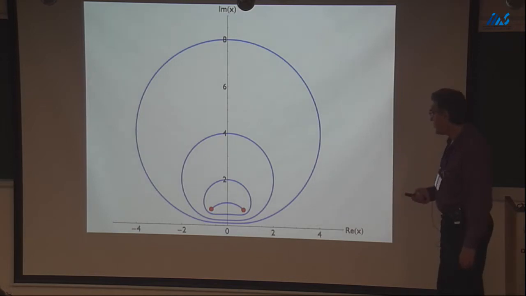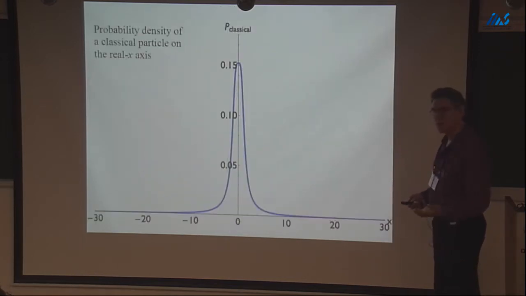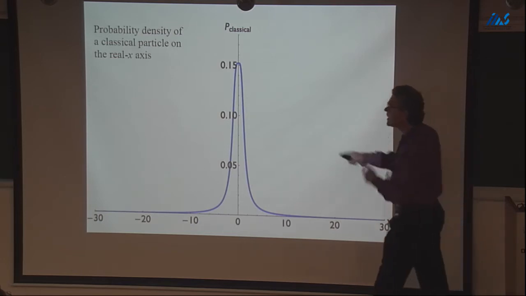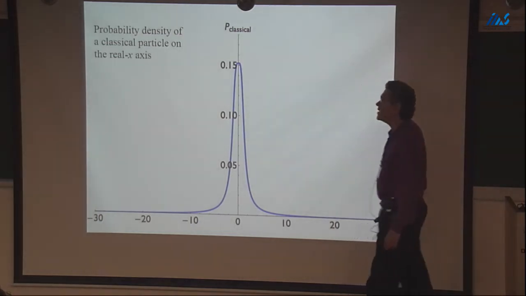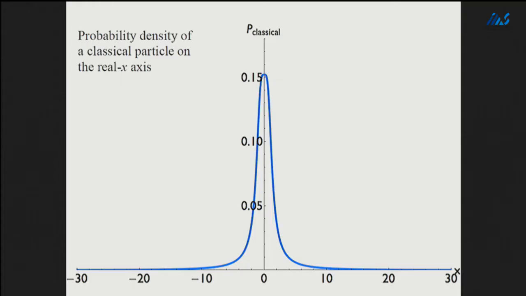So you can make a plot of the probability. This is the classical probability density of a particle on the real axis. And what you see... So Carl, you're doing classical mechanics. Right now I'm doing just classical mechanics. In complex paths. That's right.